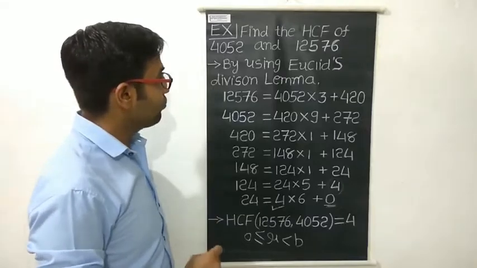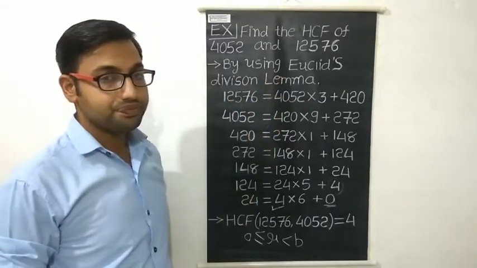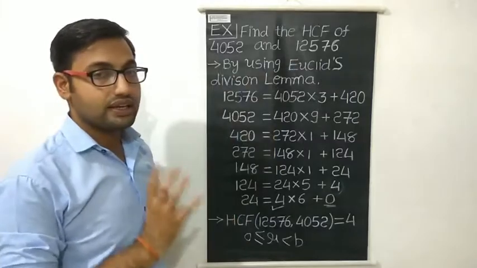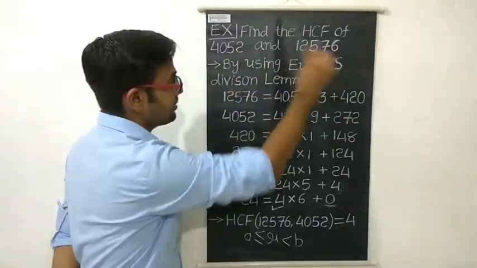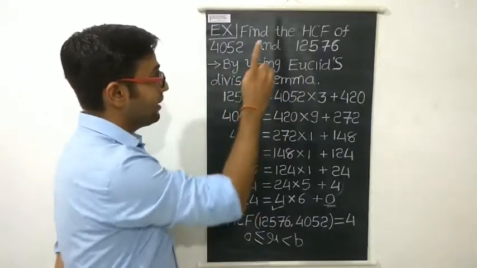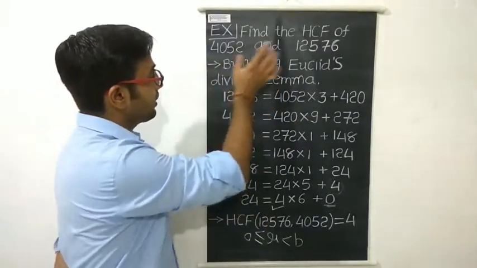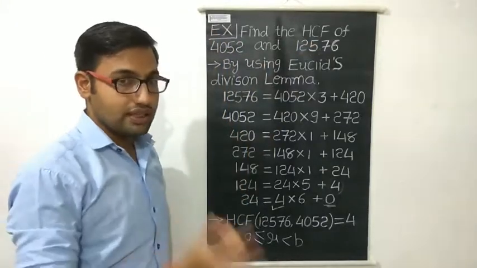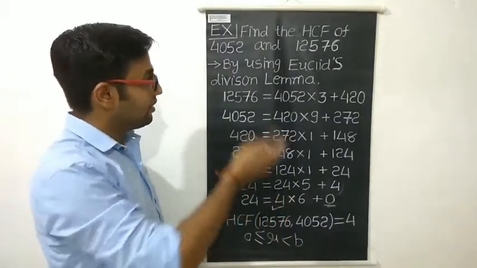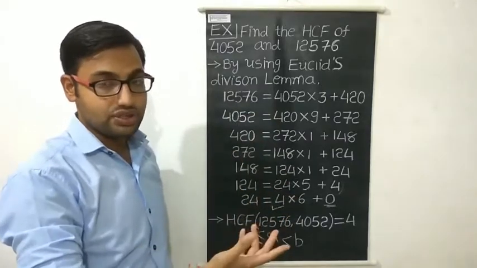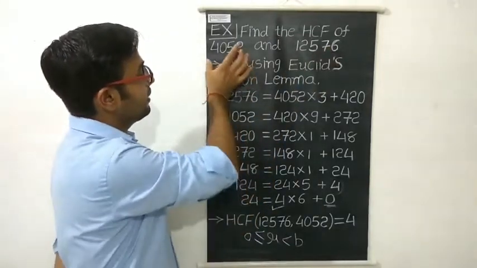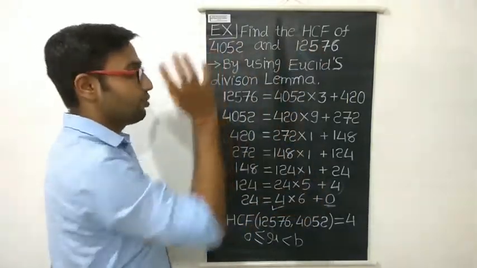Let us understand step by step how to use it. By using Euclid's division lemma, one condition we have to consider is that out of the two numbers, we have to select the greater number. Out of these two numbers, the greater number is this. We have to divide this greater number by the smaller number. In every case, whenever we find the HCF, we have to divide the greater number by the smaller number. Yes, when we represent any number by the division of two numbers, the greater and smaller numbers may be interchanged. But whenever we calculate the HCF, we have to take the greater number and then divide it by the smaller number.